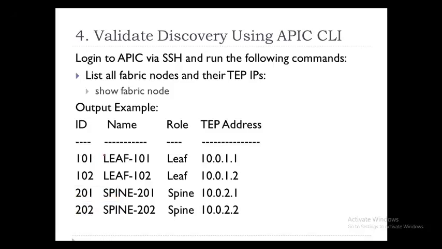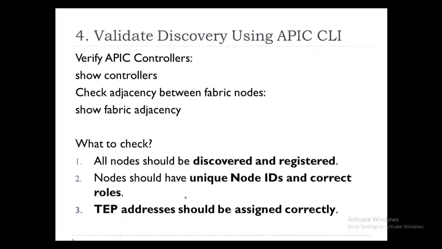You can also verify by using show controllers to see those epics and also to see the adjacent fabric nodes, like which leaf I'm connected to. If you want to see from the spine, you can use show fabric adjacency. What to check in these show commands? All nodes should be discovered and registered, having all these things with IP address.